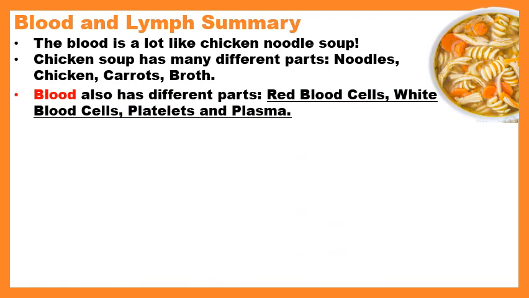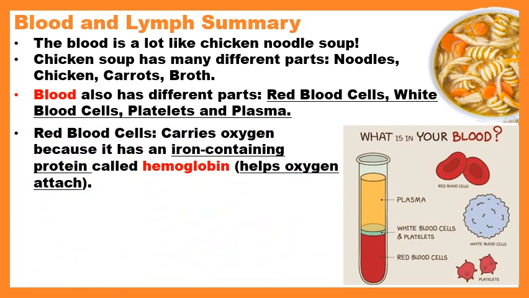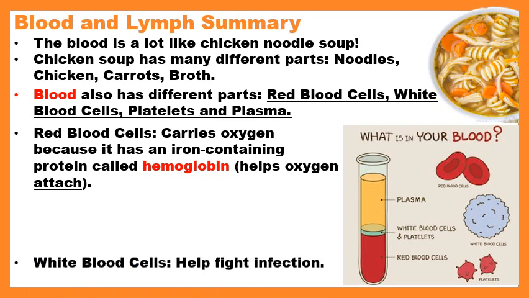Well, blood is the same. Blood is going to have different parts, and those parts are not chicken, carrots, and noodles, but red blood cells, which we've already talked about a lot, white blood cells, plasma, and platelets. So red blood cells carry oxygen because they have an iron-containing protein called hemoglobin, and hemoglobin helps oxygen attach to the red blood cell. It also gives blood that red color because it has a lot of iron in it.